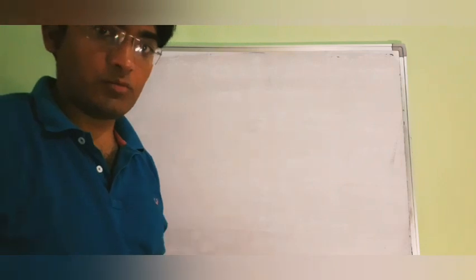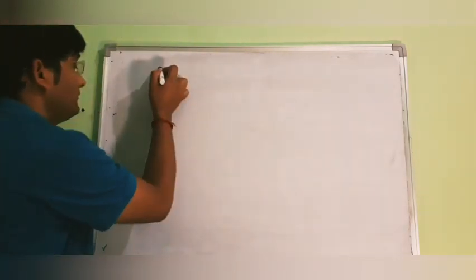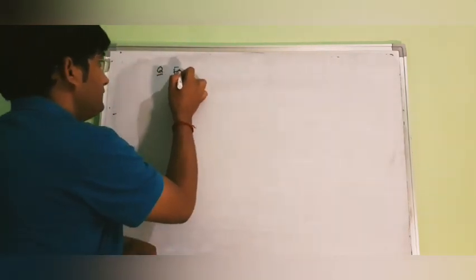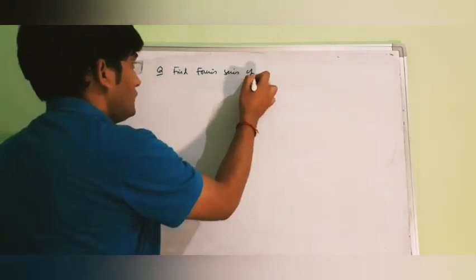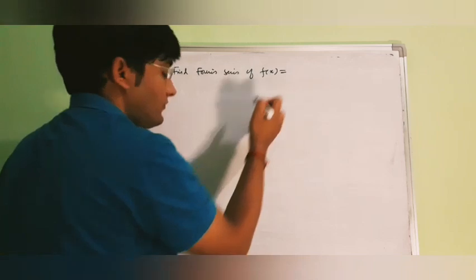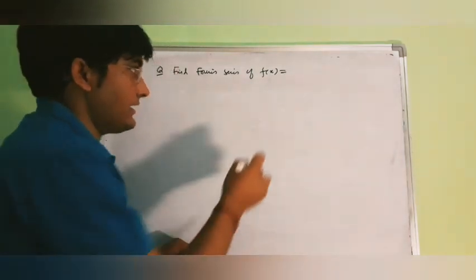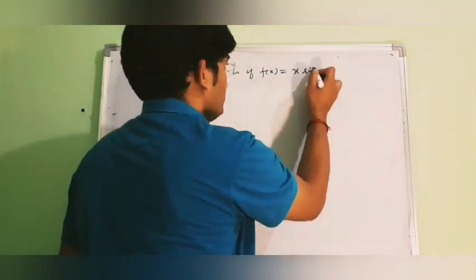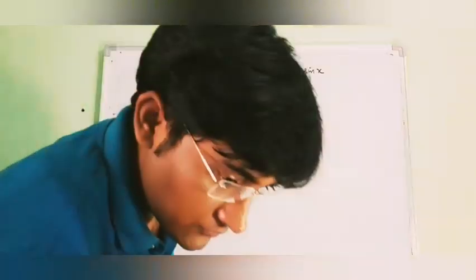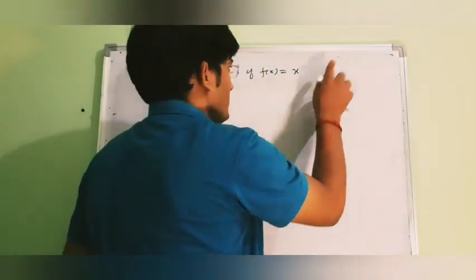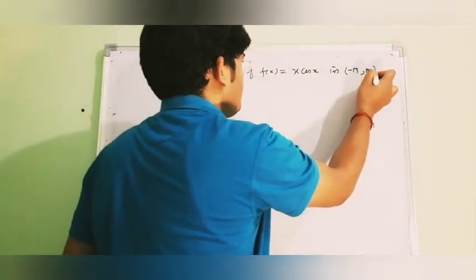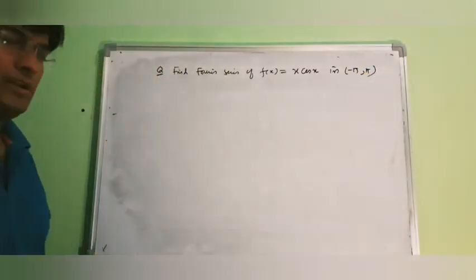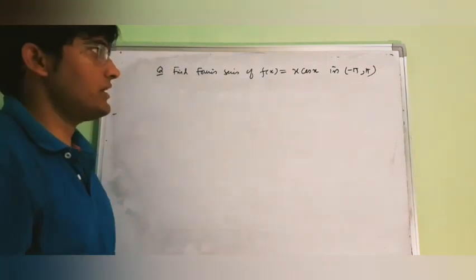Now let us solve one more question. Find the Fourier series of f(x) equal to x sine x. Find the Fourier series of, let us find the Fourier series of x cos x in the interval minus pi comma pi. We can also evaluate the Fourier series for x sine x.